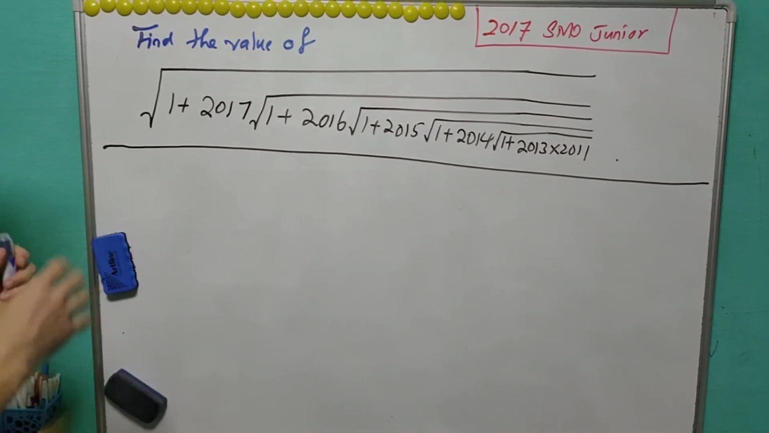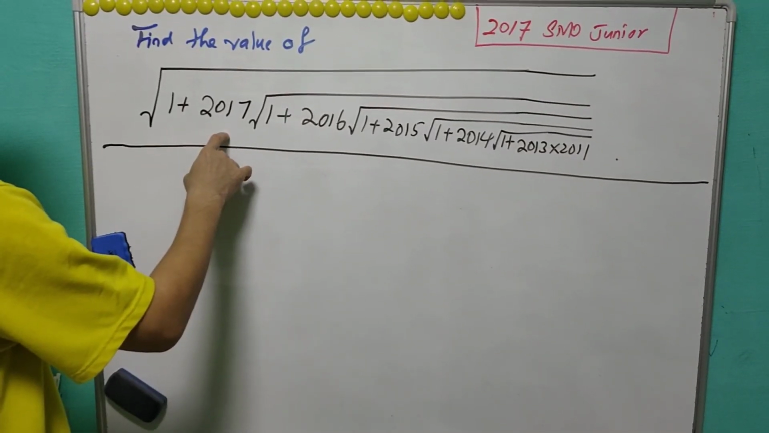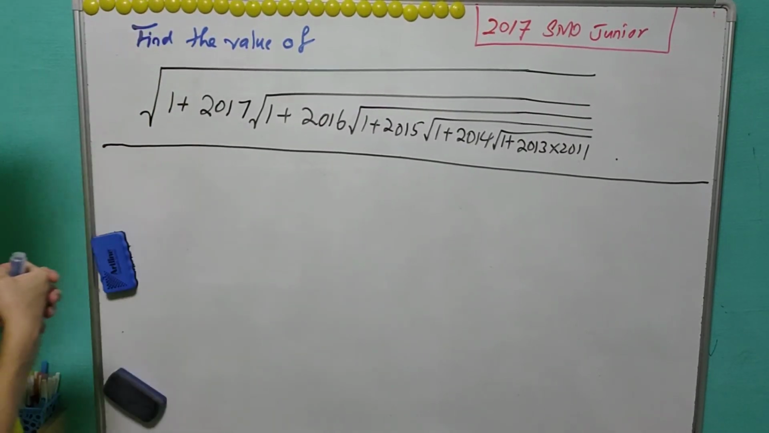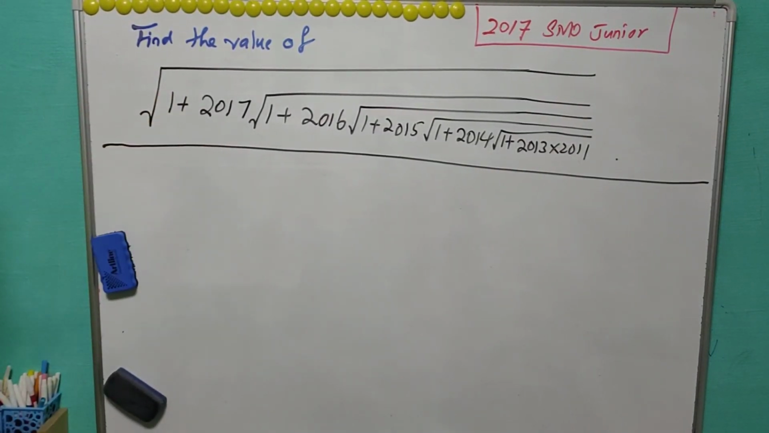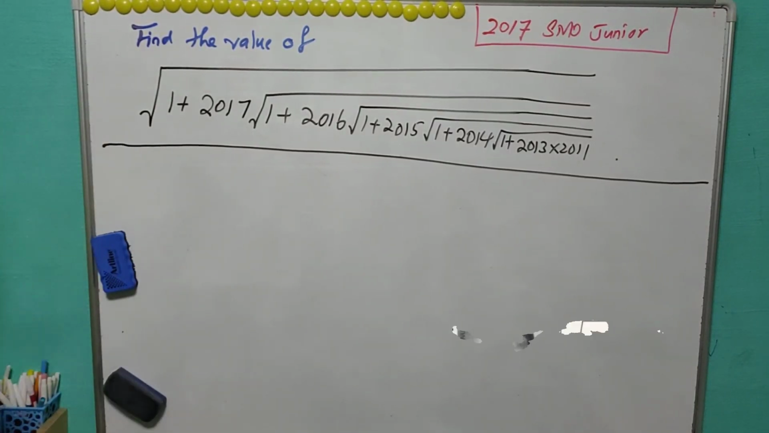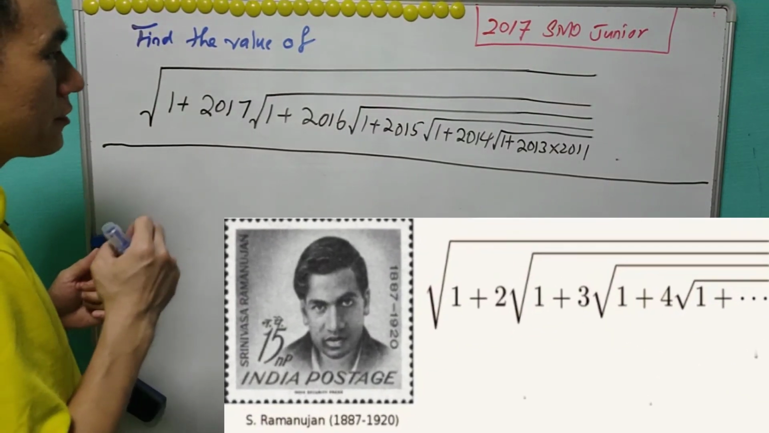For today, we are looking at this radical expression from the 2017 Singapore Math Olympiad Junior. We are asked to find the value of this expression. After we solve this, I'll talk a little bit about Ramanujan's infinite nested radical.